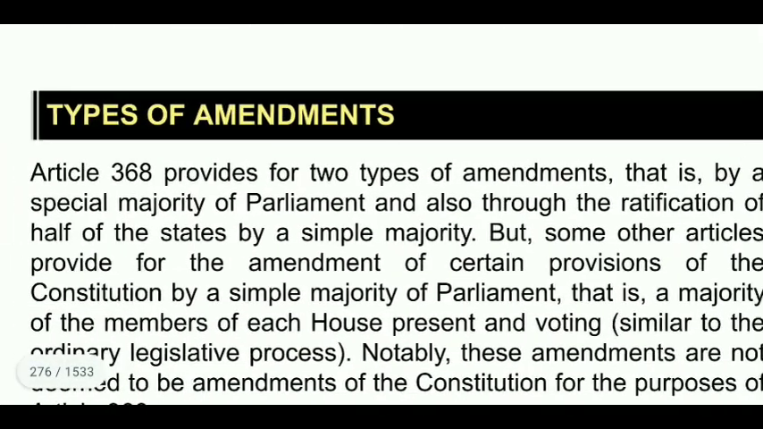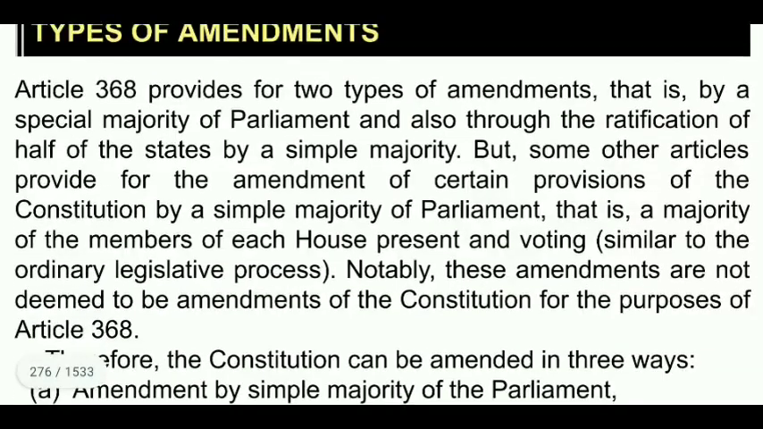Now, types of amendments. Article 368 provides for two types of amendments, that is, by a special majority of Parliament and also through the ratification of half of the states by a simple majority. But some other articles provide for the amendment of certain provisions of the Constitution by a simple majority of Parliament, that is, a majority of the members of each house present and voting, similar to the ordinary legislative process. Notably, these amendments are not deemed to be amendments of the Constitution for the purposes of Article 368.